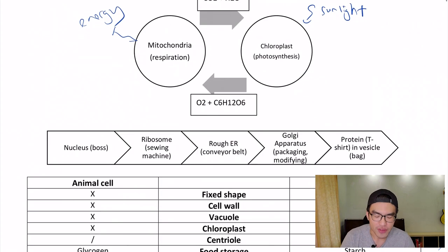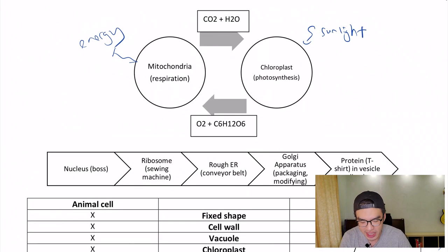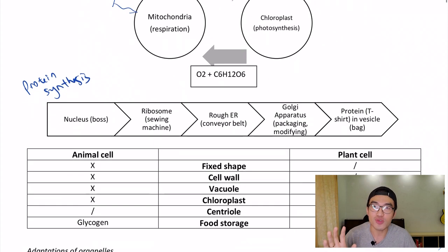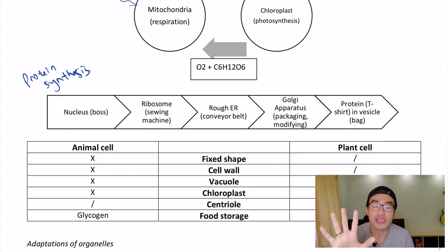How about the other five? Let's talk about protein synthesis. Protein synthesis is the production of protein. Your body is full of protein. Your hair is protein. Your enzyme is protein. To make protein, you need these five components, or I like to call it the t-shirt making story.